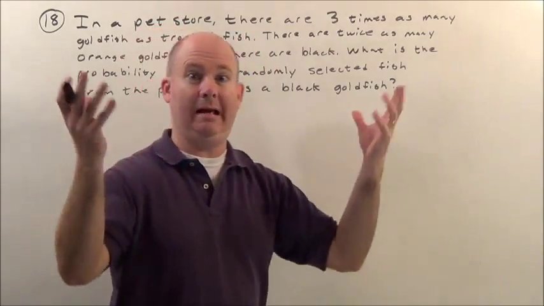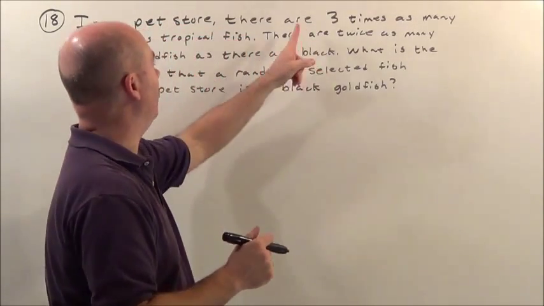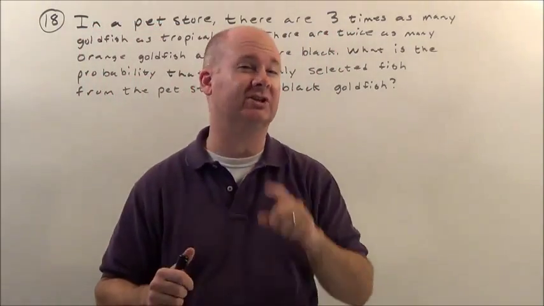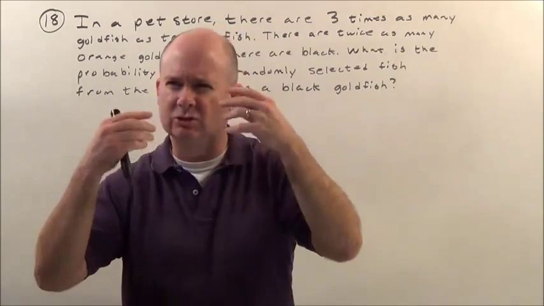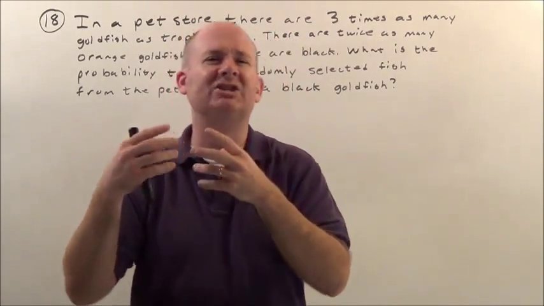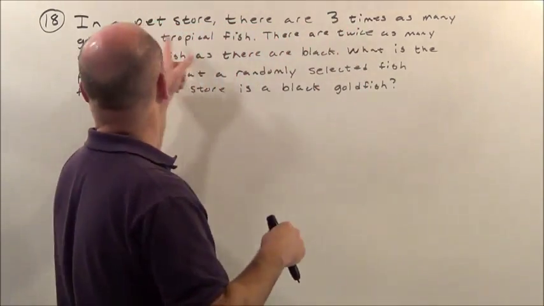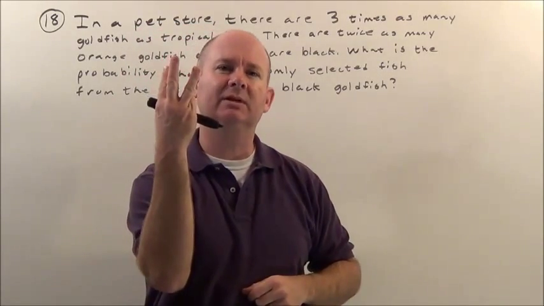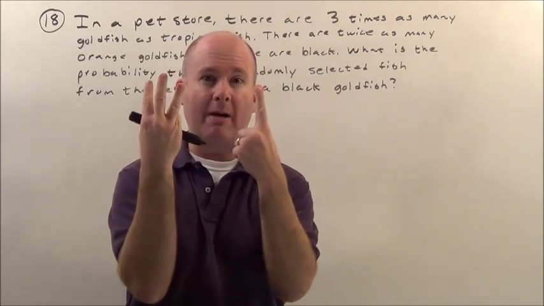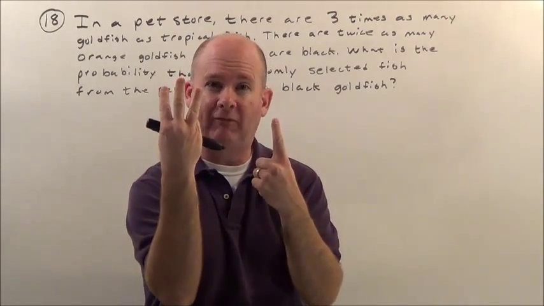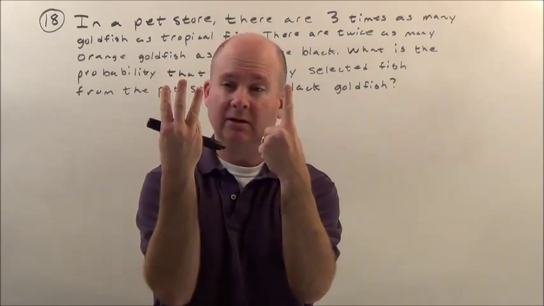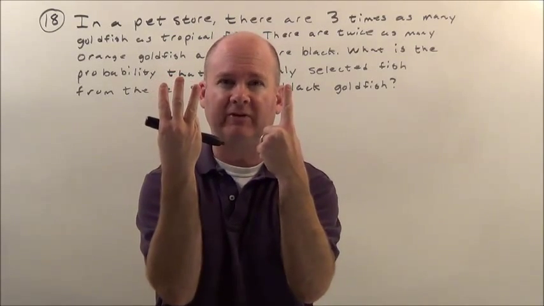Now, I have no clue. Well, let's figure this out. There are 3 times as many goldfish as tropical fish. Now think about this. I need to get this in sort of, what's the chance of pulling out a goldfish versus a tropical fish? Well, there's 3 times as many goldfish as tropical. So for every 3 goldfish, there's 1 tropical. See, there's 3 times as many of these goldfish as there are tropical fish.